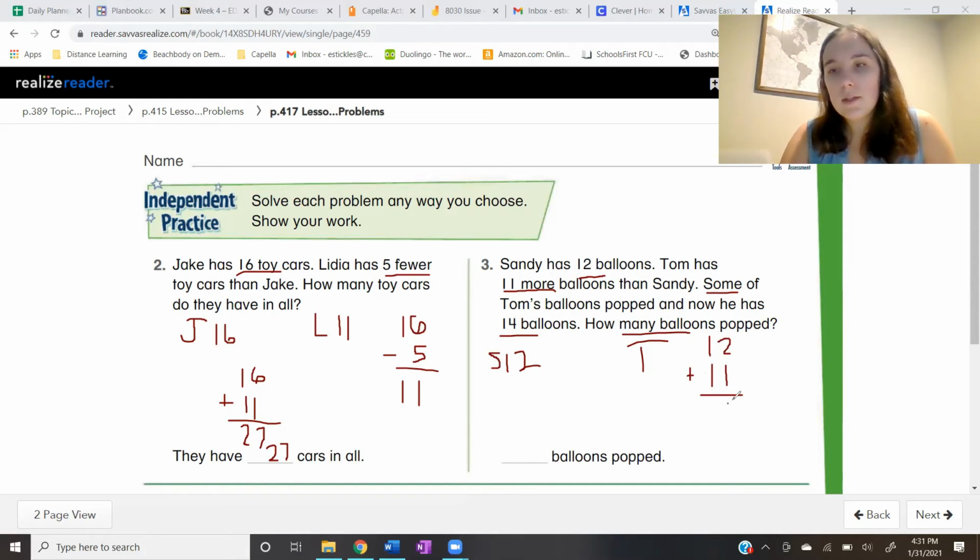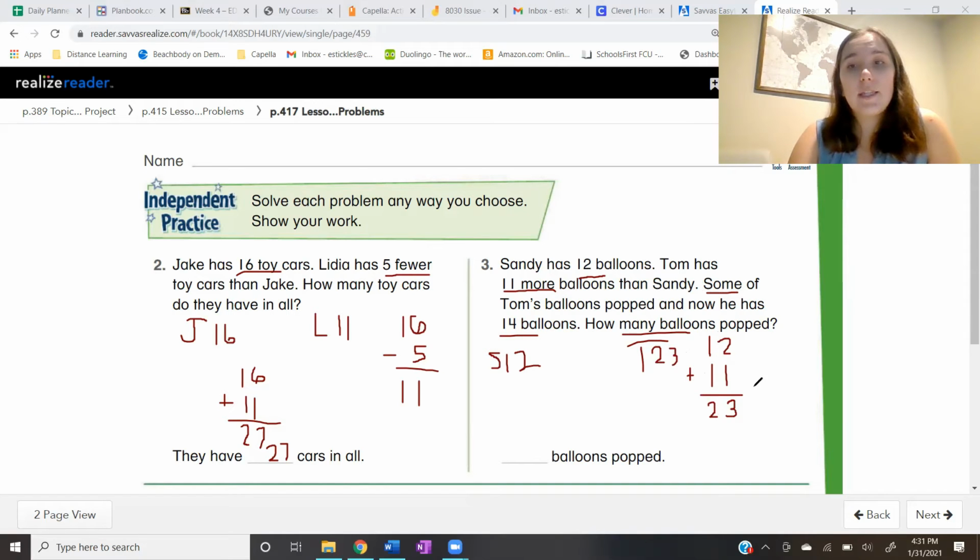So 2 plus 1 is 3, and 1 ten plus 1 ten is 2 tens. Okay, Tom has 23 balloons. So I know that Tom has 23 balloons and Sandy has 12. That was my first step. All done with the first step. Some of Tom's balloons popped and now he has 14 balloons. Okay, how many balloons popped?